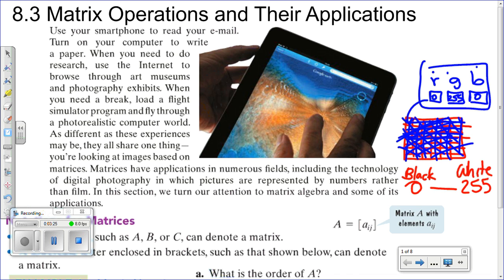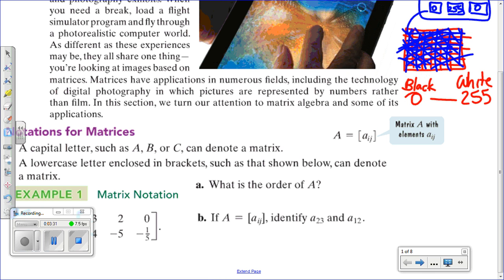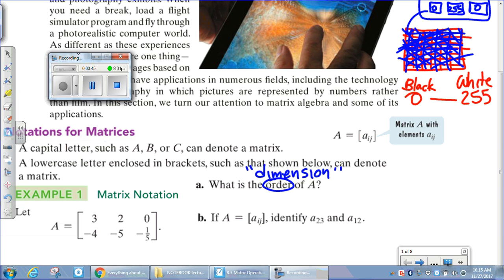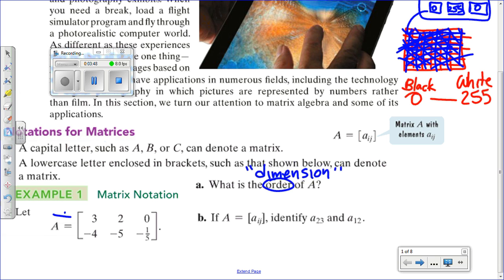Anyways, let's just move on to this one here. Well, before that, every matrix has a thing called dimension, and that's the same as the order. If we look at the matrix here, we have 2 rows, and how many columns? 3 columns. We're always going to number the rows first. So the order of matrix A is 2 by 3. It's not 2 times 3, we just say 2 by 3.